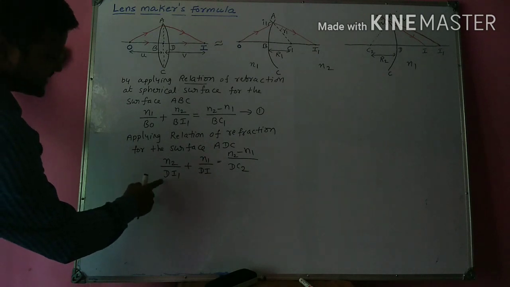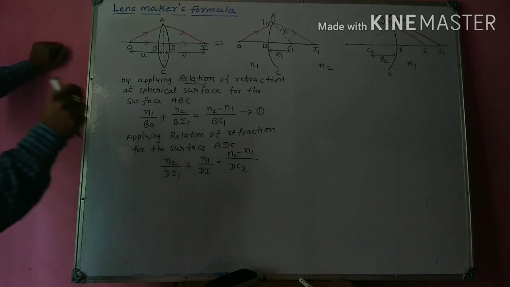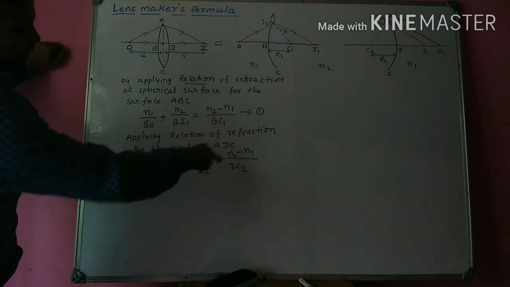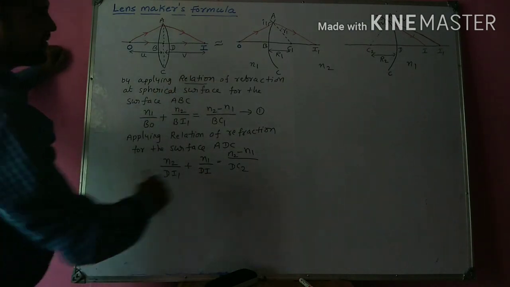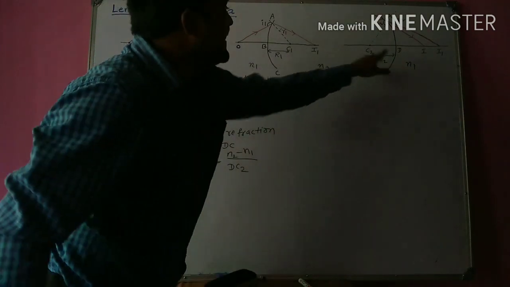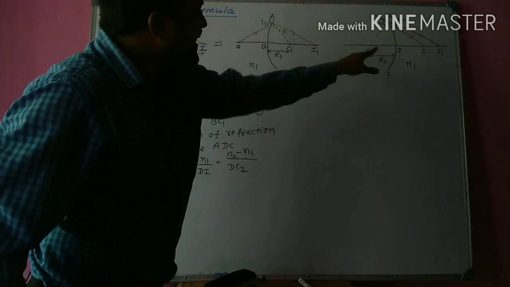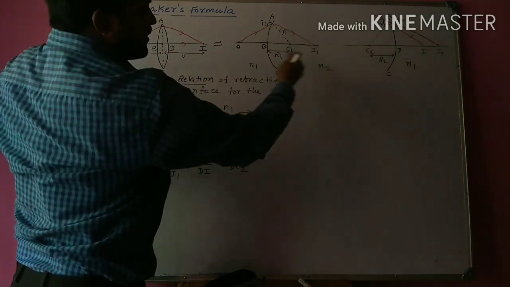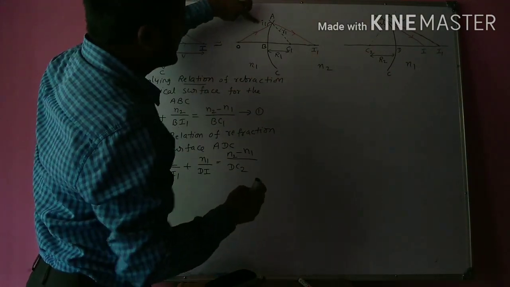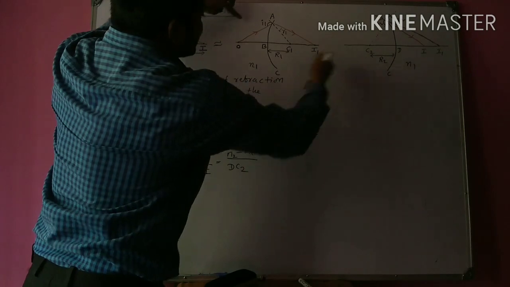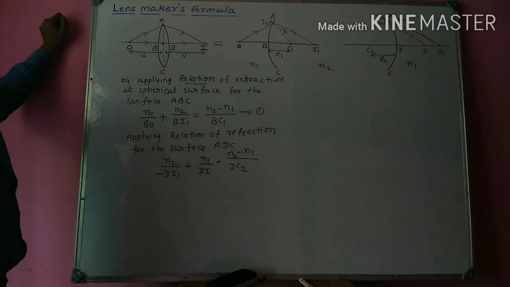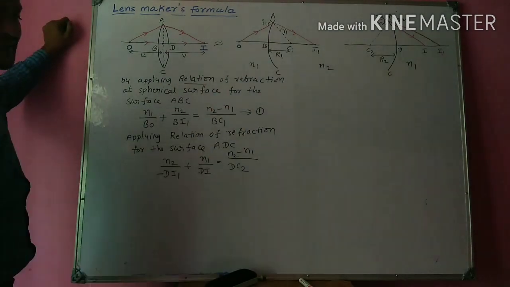Now for this DI1 term, let us apply the sign convention, only for this DI1. For the remaining terms, let us apply it later. DI1 means we are measuring from D to I1. This is the incident ray direction, so D to I1 means we are measuring in the opposite direction. That's why this DI1 becomes minus.